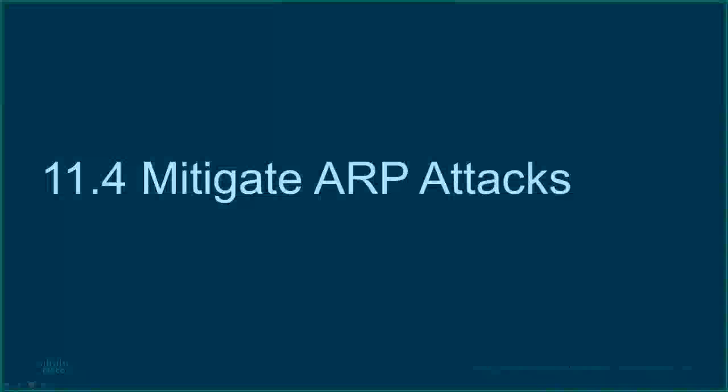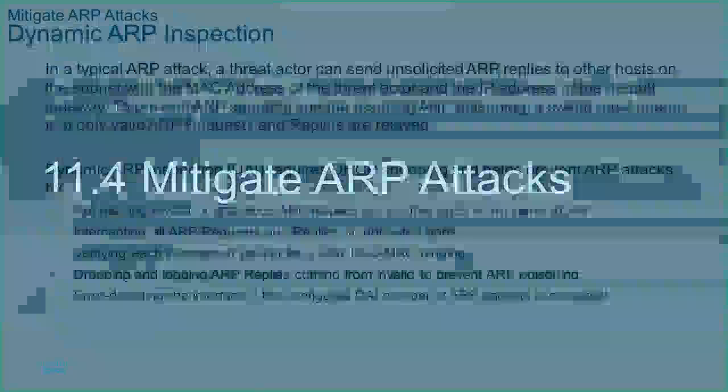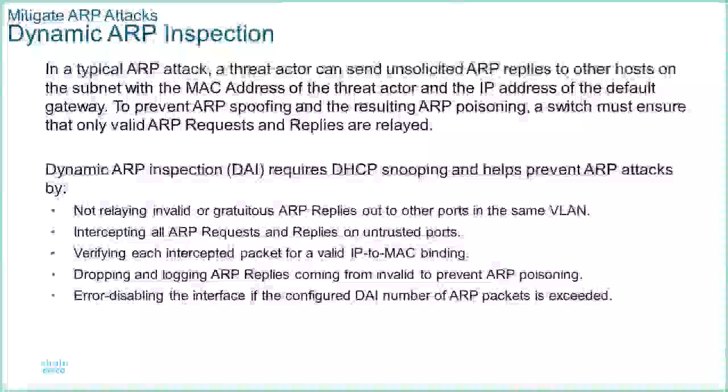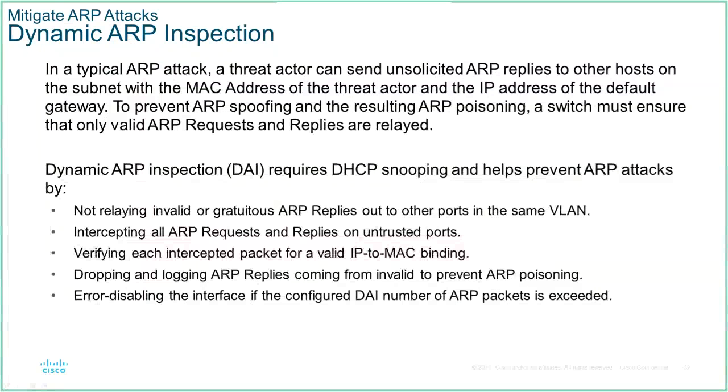ARP attacks. Remember what the ARP table is? It's our MAC address table. So we've talked about this in the last chapter. Dynamic ARP inspection was our method to mitigate this, and here we see that it relies on DHCP snooping being enabled.